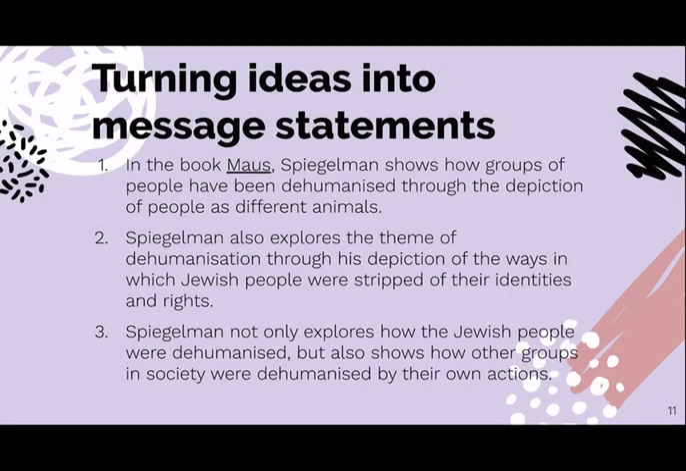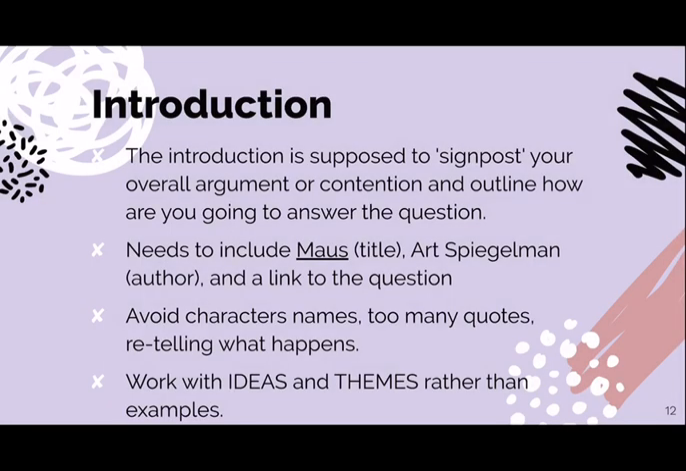Okay, so now I've done it for all 3 of these message statements. So I'm not going to read number 1 because we just did that together. Number 2, we've got Spiegelman also explores the theme of dehumanization through his depiction of the ways in which Jewish people were stripped of their identities and rights. Then number 3, Spiegelman not only explores how the Jewish people were dehumanized, but also shows how other groups in society were dehumanized by their own actions. Okay, so now we've got the framework for our body paragraphs.